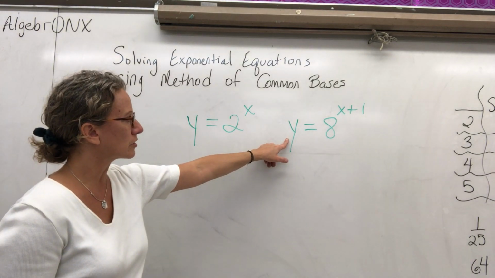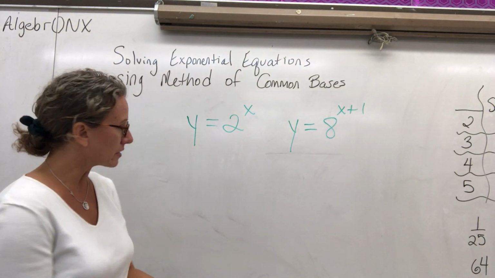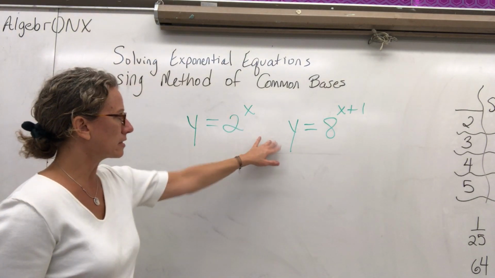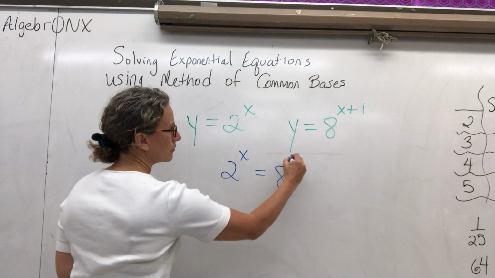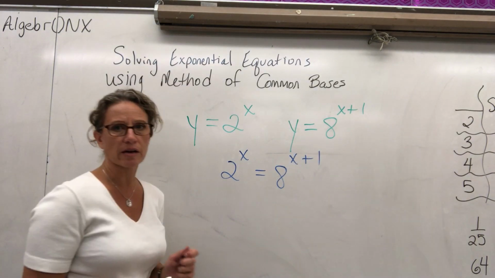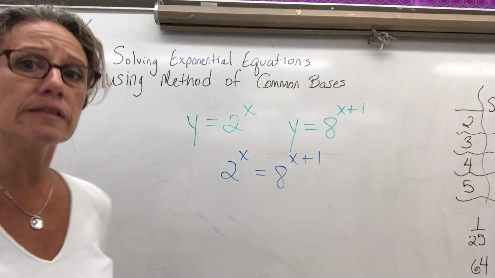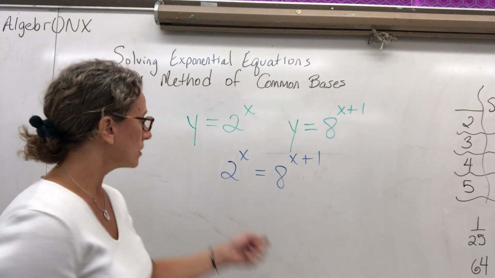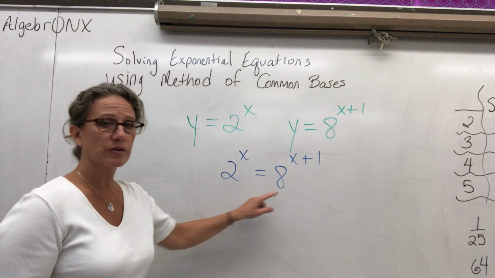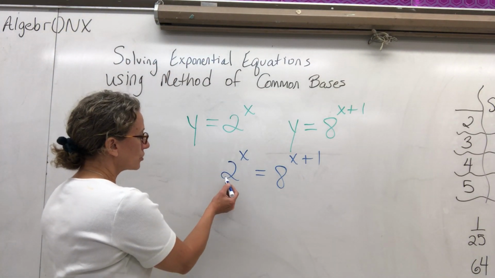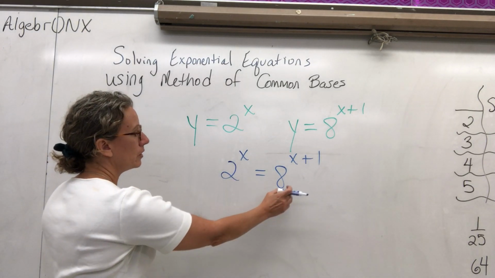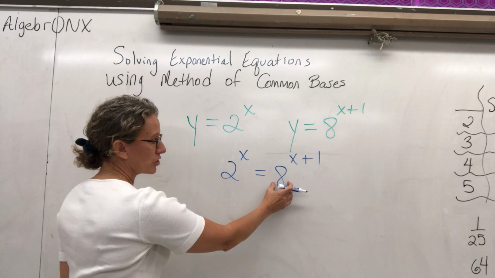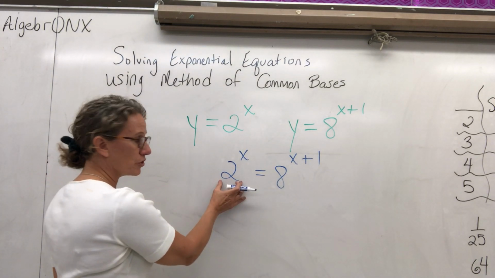Now these two functions are both equal to y. So by substitution method, I could set them equal to each other. And if I set them equal to each other, I could find the x value where they intersect. Now, I can't easily solve this without changing the base, and I want to do this algebraically. So 2 is the smallest base that I can have for the number 2. 8 I can change into the base of 2.